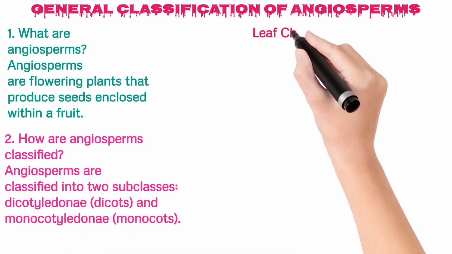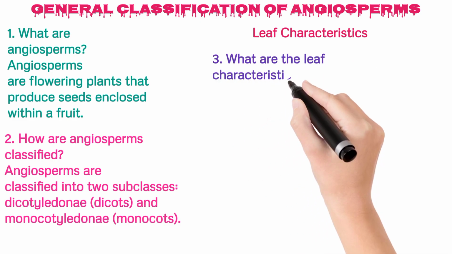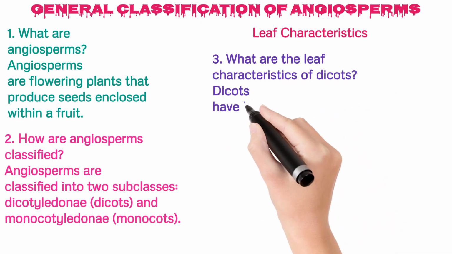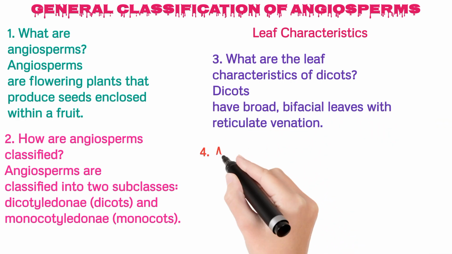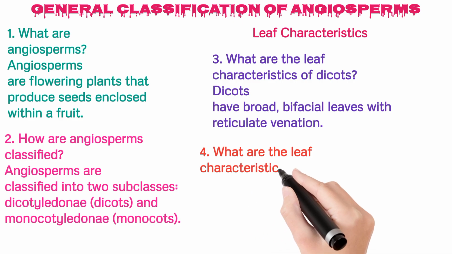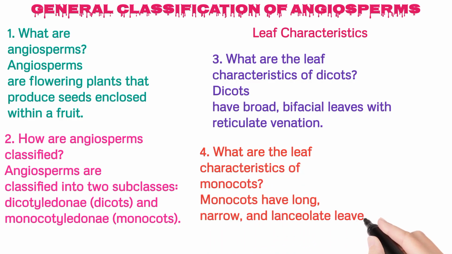Leaf characteristics. 3. What are the leaf characteristics of dicots? Dicots have broad, bifacial leaves with reticulate venation. 4. What are the leaf characteristics of monocots? Monocots have long, narrow, and lanceolate leaves with parallel venation.